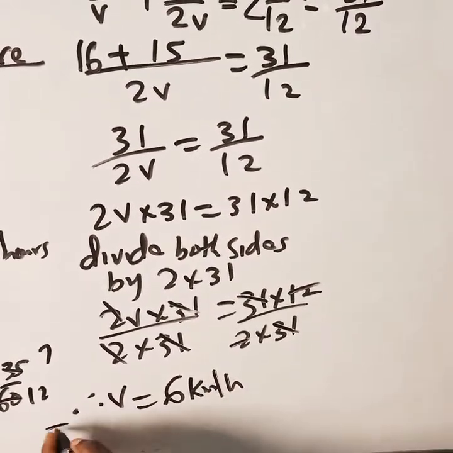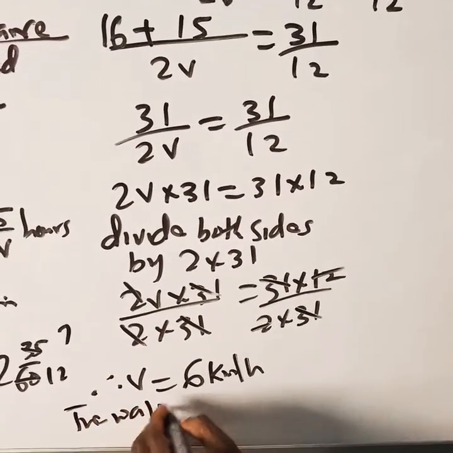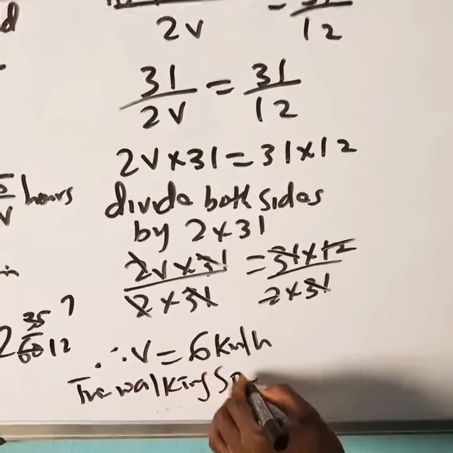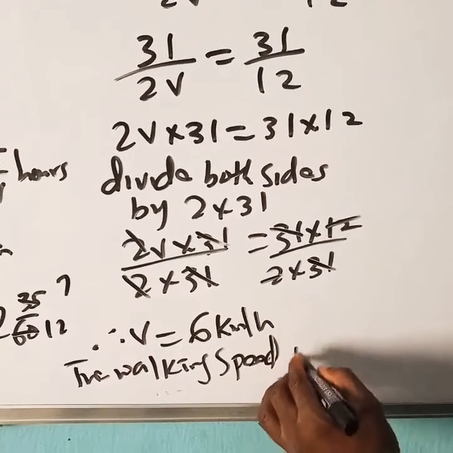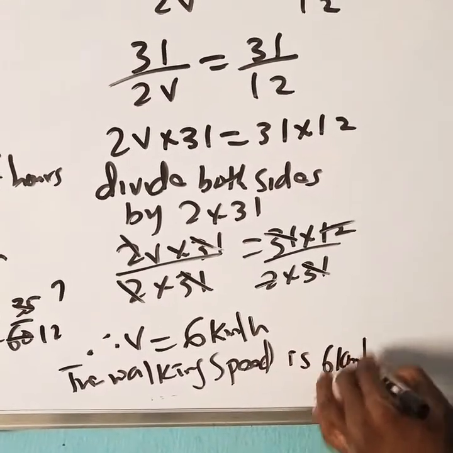The walking speed is 6 kilometers per hour.